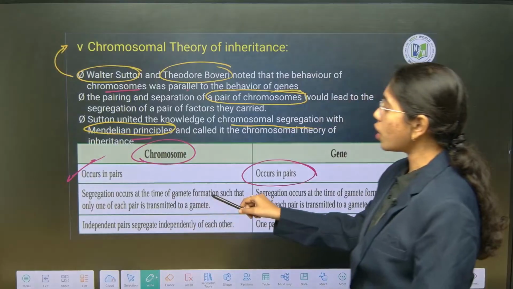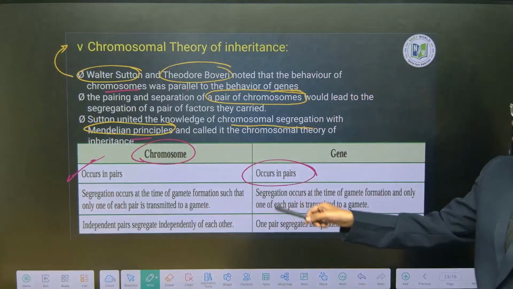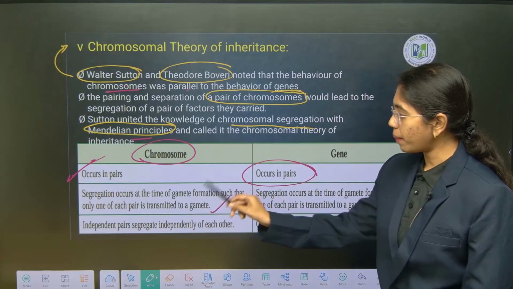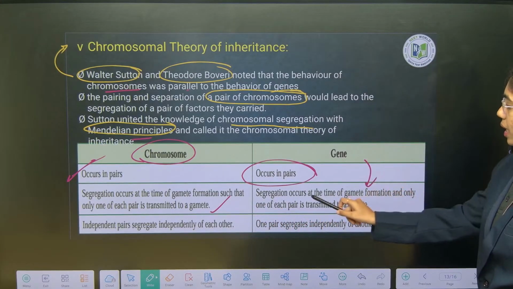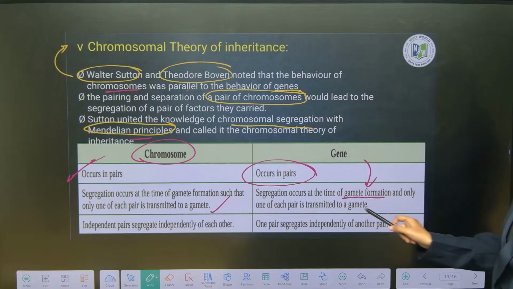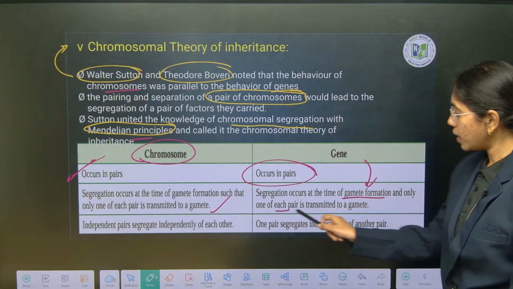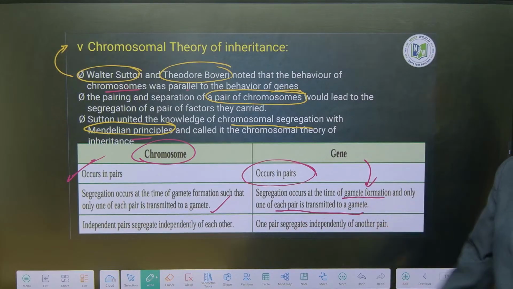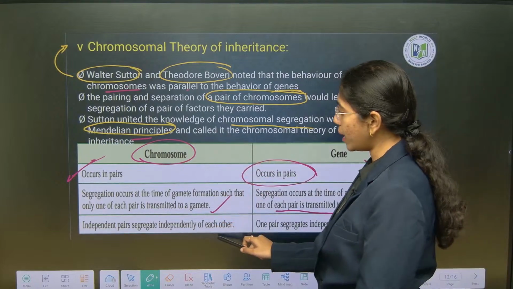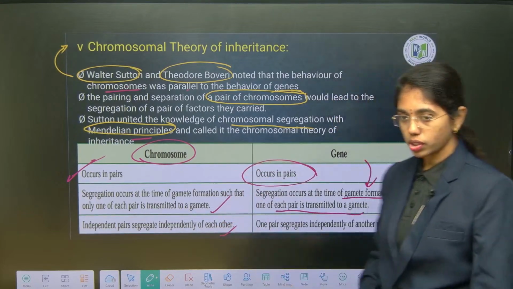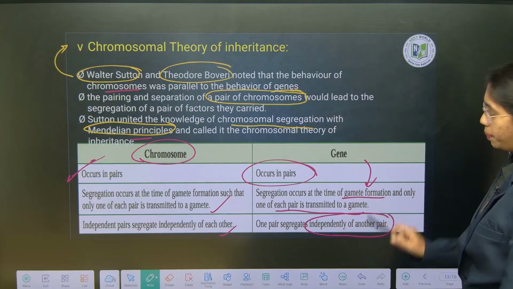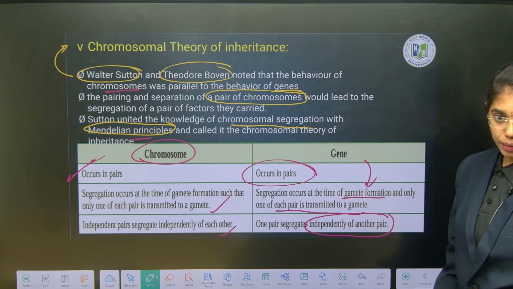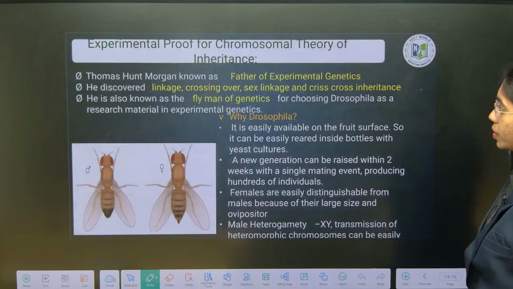Here segregation occurs at the time of gamete formation, such that only one of each pair of genes is transmitted to the gamete. Independent pairs segregate independently of each other. Here one pair segregates independent of the other pair. Clear with chromosomal theory? Next.